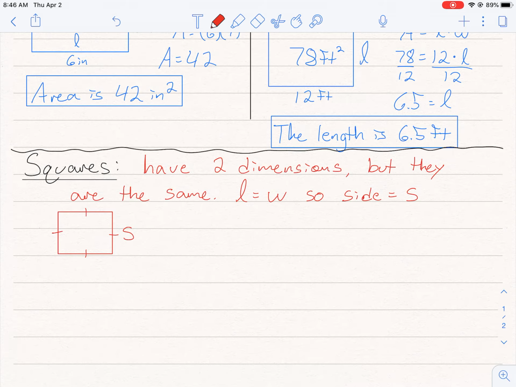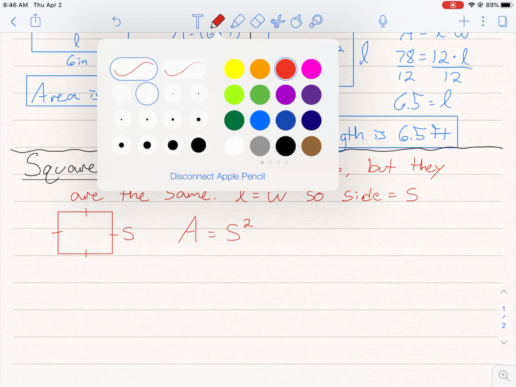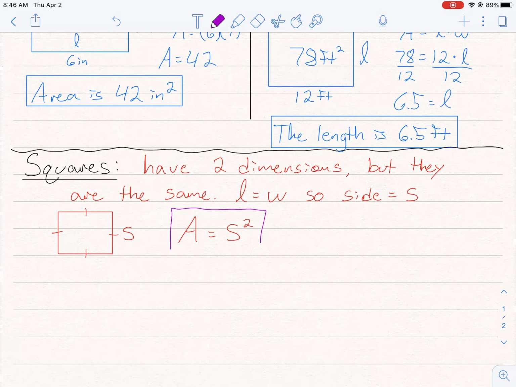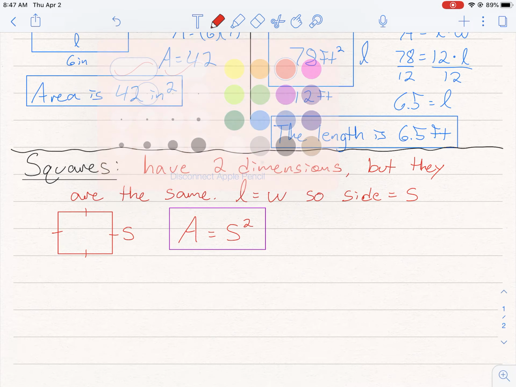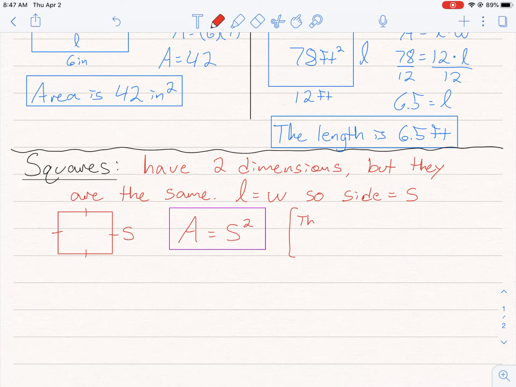Now, if it's similar to a rectangle, in a rectangle you find area by taking the length times the width, here you would take the side times the side, or our area is equal to side squared. So you're just going to take one of the sides and square that number to find the area. And I'm going to box this here because that's a formula. And then I'm going to make a little note over here.